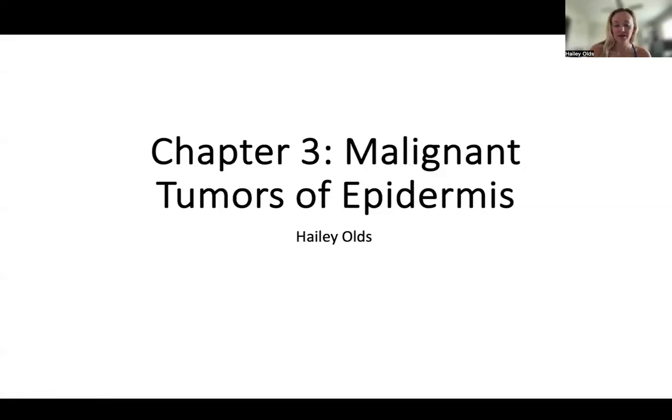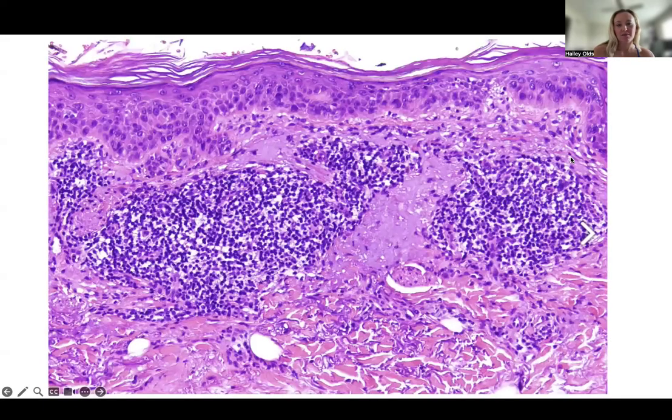Okay, so for the next one in this series, we're going to do malignant tumors of the epidermis, and this corresponds to chapter 3 in the Elston textbook, and then there's also some information from the Olicon textbook. So same kind of thing. I'll show you the slide. You can think about it, you can pause it, and then I'll give you some hints, and then we'll go over what the answer is.